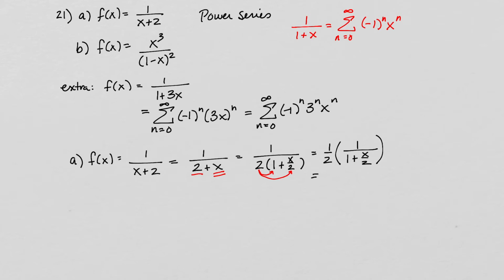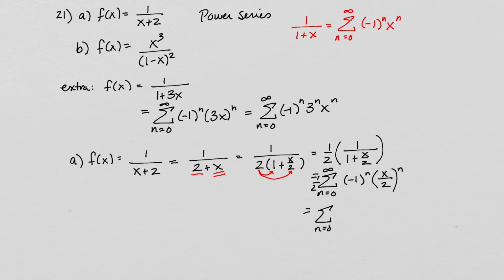Okay, so if I plug into the series, I'm going to get the summation n equals 0 to infinity of negative 1 to the n. And now I have an x over 2, so I have x over 2 to the n. And I still had this 1/2 sitting out in front. I forgot about that. You could leave your answer that way, or we could bring that 1/2 inside.